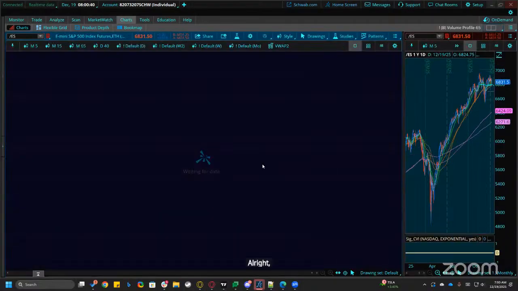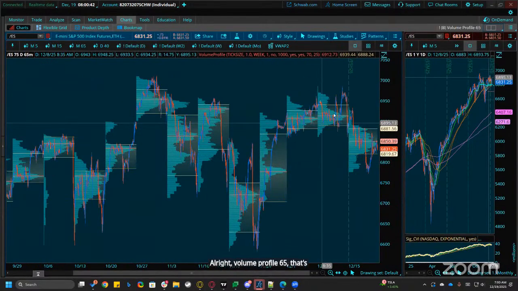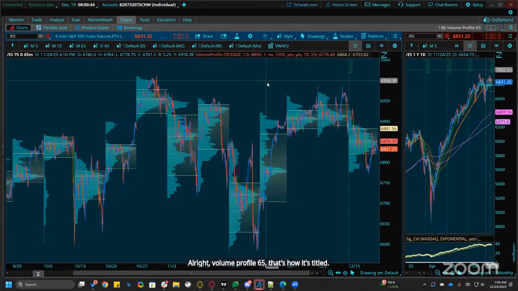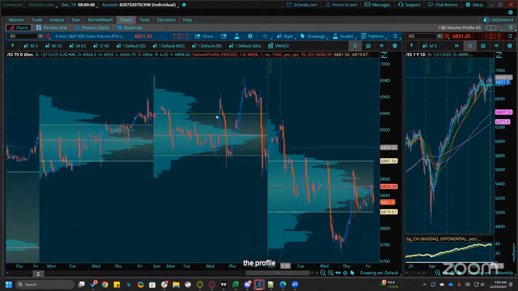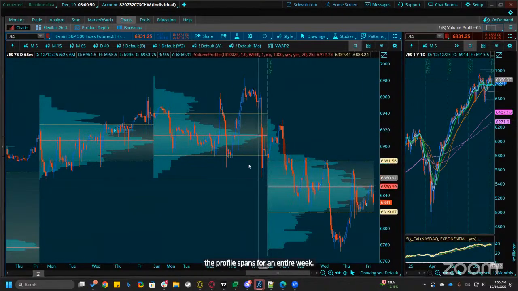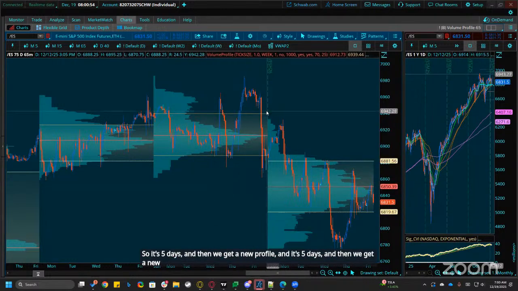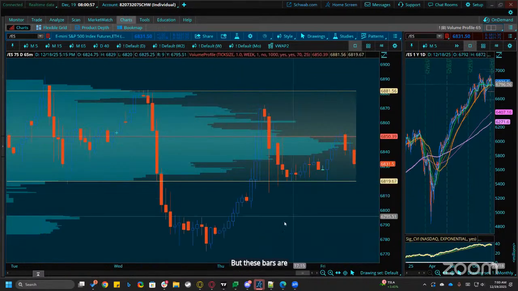All right, volume profile 65. That's how it's titled. This is a 65-minute chart. The profile spans for an entire week. So it's 5 days, and then we get a new profile, and it's 5 days, and then we get a new profile. But these bars are 65-minute bars.